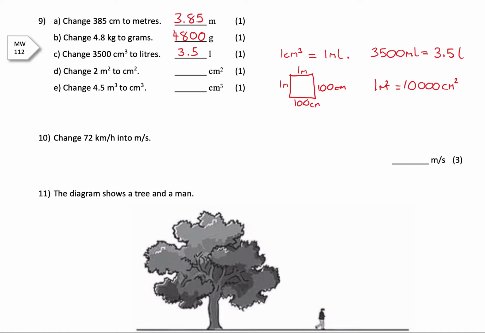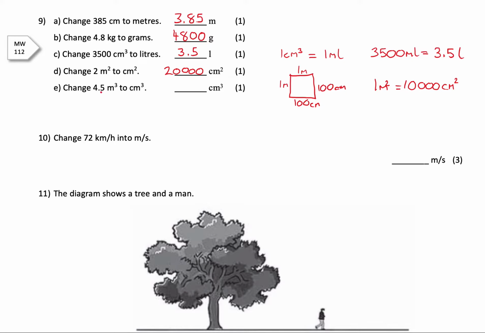So this is where we stop using the 100 centimetres to 1 metre. It's not the same for square metres and square centimetres. It's a new relationship. So 2 square metres will be 20,000 square centimetres.